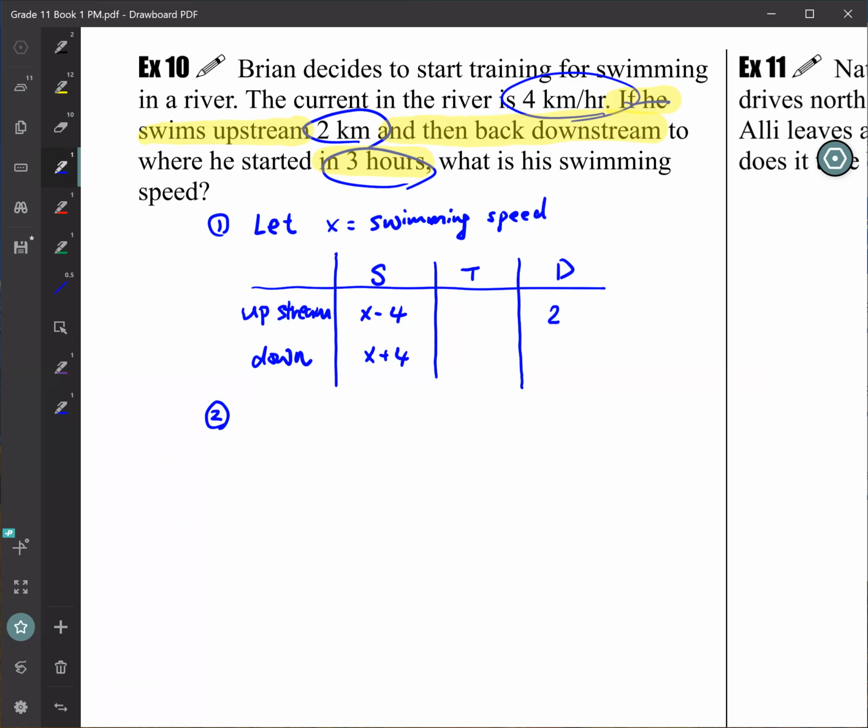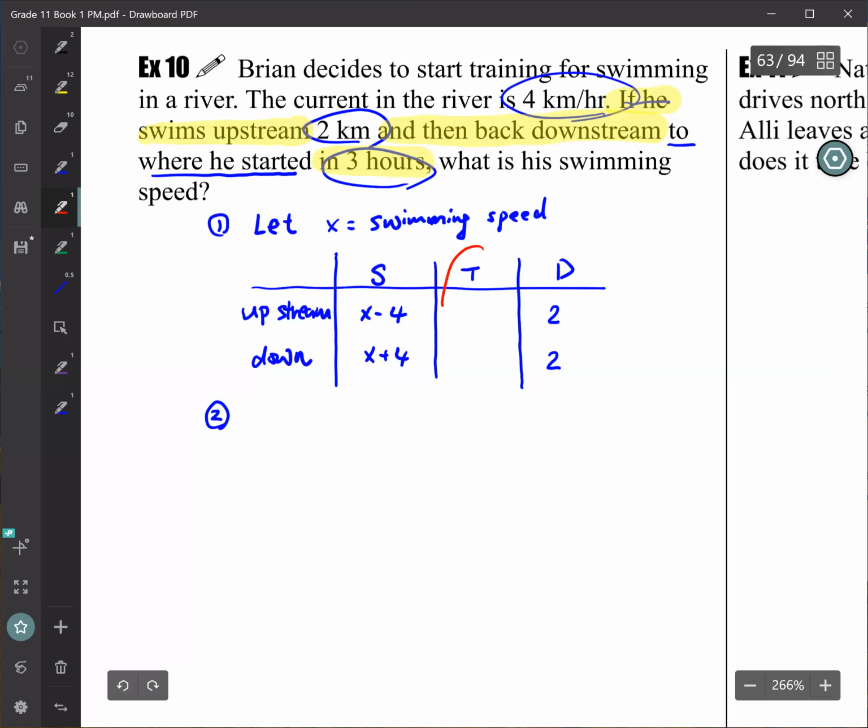And then back downstream, right? Because it says back down, back. Back means back to where he started, right? To where he started, he mentioned that, right? So it's the same distance going down. Make sense? Okay. So he goes up 2 kilometers, swims back down another 2 kilometers. That's why he can get back to where he started.